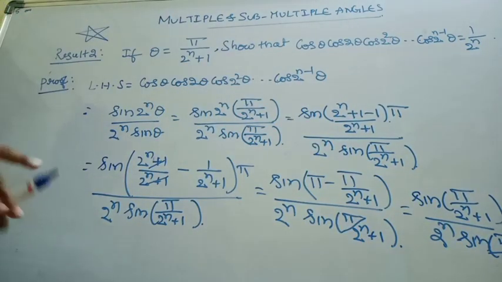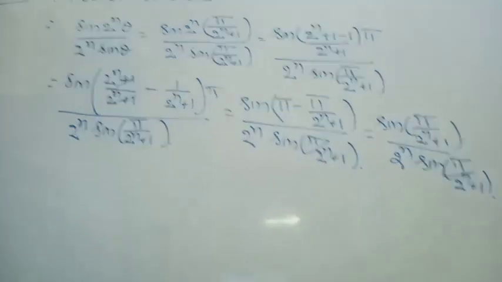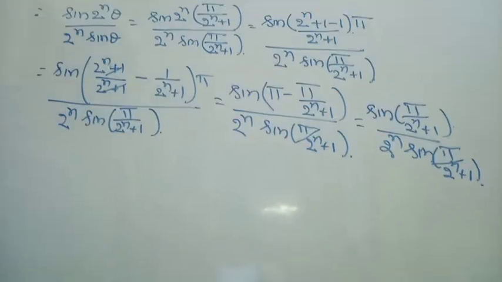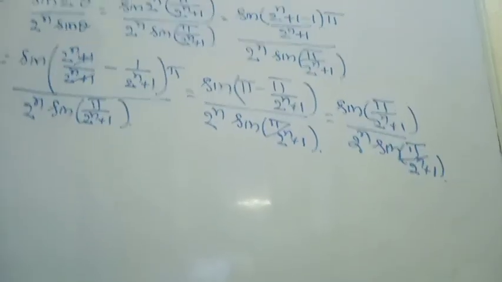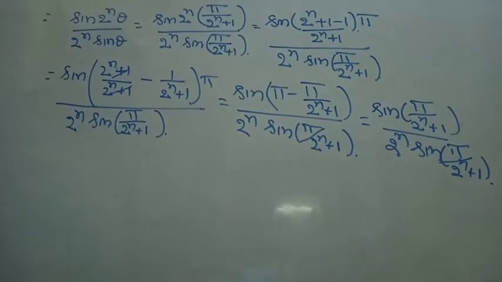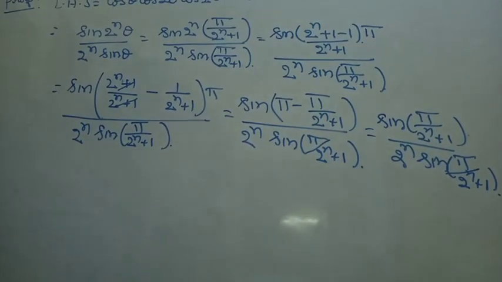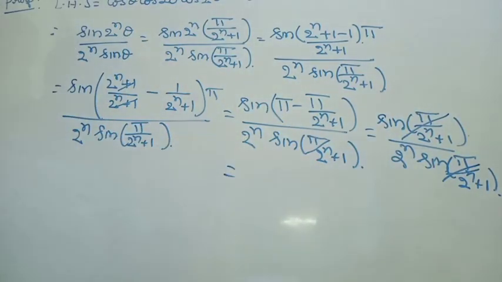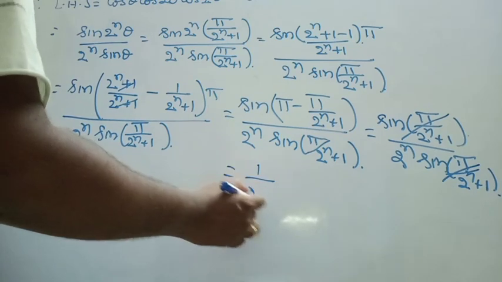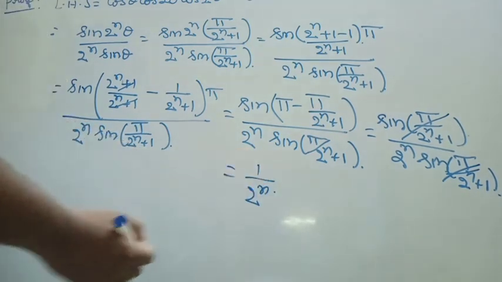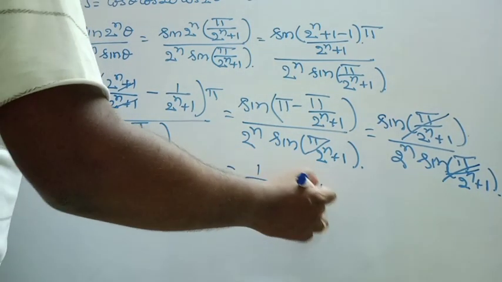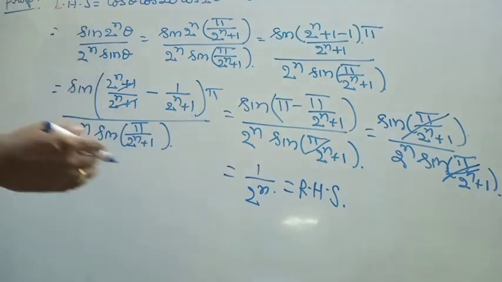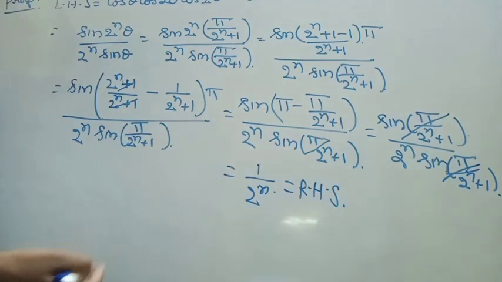You see, my dear students, I think it is not appearing clearly. I am making it like this so that you can watch it clearly. Now this one and this one will cancel. Then what you are going to have is 1 by 2^n, and that is the right hand side part you have got. You have taken the left hand side part and you have got the right hand side part very clearly.